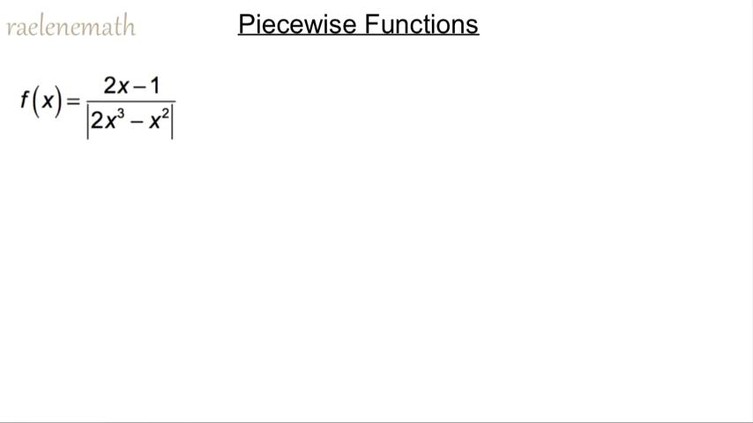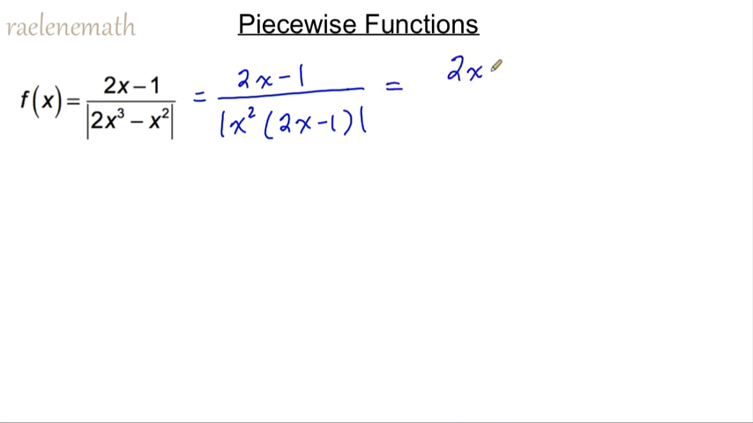It's not the most obvious transformation, so we'll have to do a little bit of factoring to see what's going on here. Inside the absolute value in the denominator, we can factor out x squared, and then we see a common factor of 2x minus 1. And so by applying the property of absolute values, we can take the denominator and separate it into the absolute value of x squared times the absolute value of 2x minus 1.